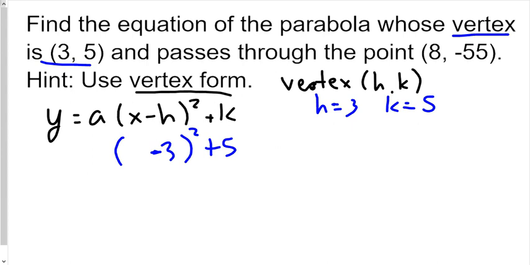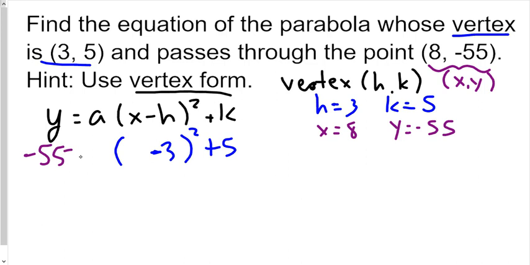Now, how do we solve for a? Well, we need to plug in x and y values. The point 8 comma negative 55 will be our x comma y. So x equals 8 and y equals negative 55. When we're given the vertex and a point, our goal is to find the a value by plugging in the x and y and h and k. So our y value is negative 55, a is what we try to solve for, and the x value is positive 8.